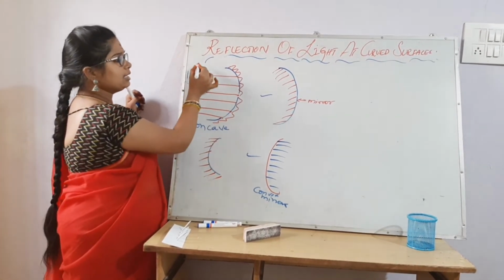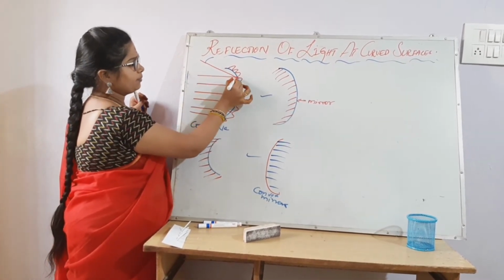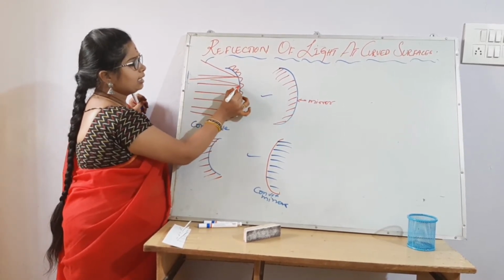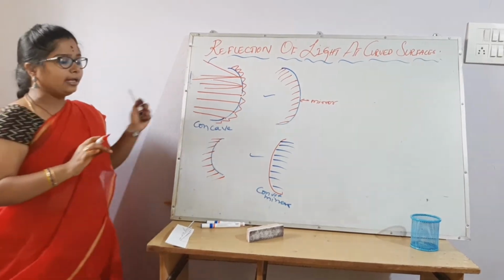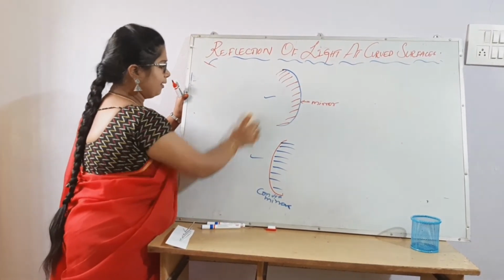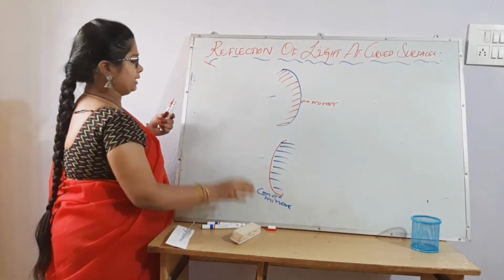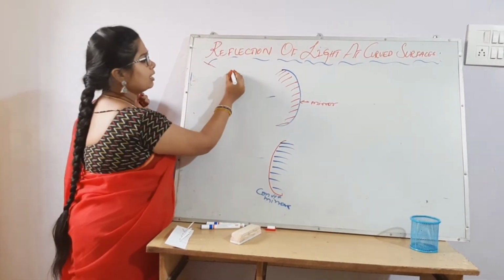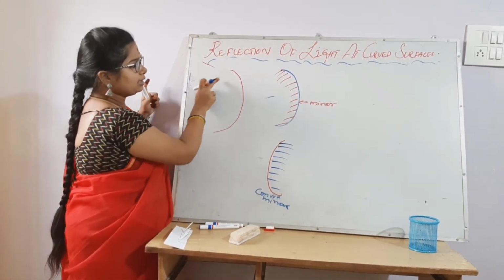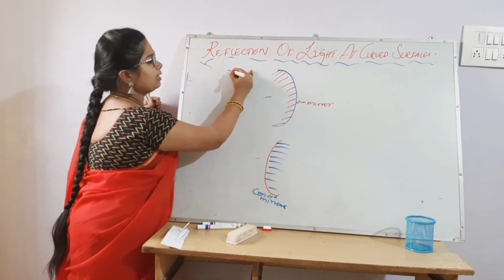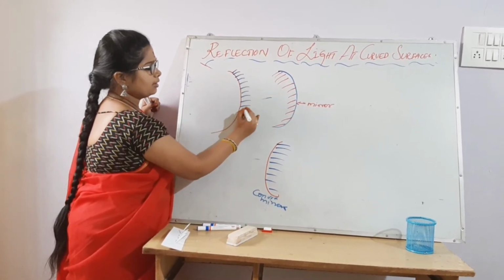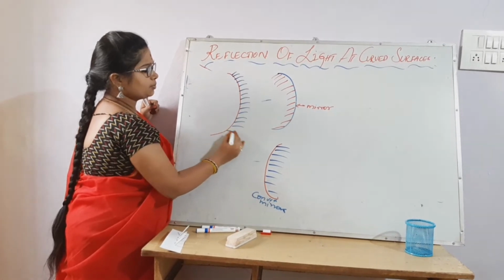So what happens? This will be the incident ray and this will be the reflected ray. In a concave mirror, all the rays are going to meet. See, this is a concave mirror, isn't it? Where is the mirror? This is the mirror. So, not to get confused, you are supposed to put it like this.